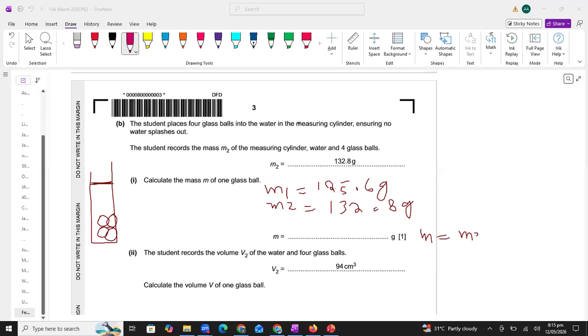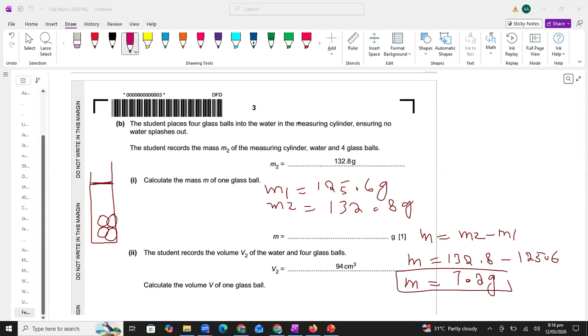We will subtract both of them, M2 minus M1. So M2 is 132.8 gram minus 125.6 gram. So after subtracting both values, what are we getting, students? We are getting 7.2 gram, which is the total mass of 4 balls.